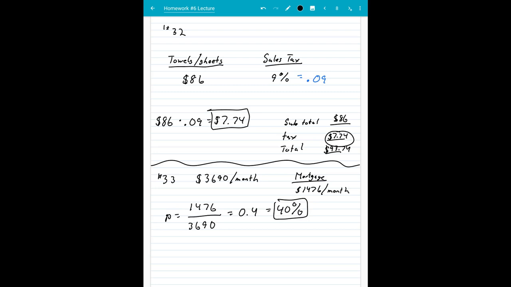But I don't know, maybe they found a good mortgage plan and they're trying to pay it off as soon as possible. But that's what it is. So that represents 40% of their income. That's a neat way to figure out percentage.